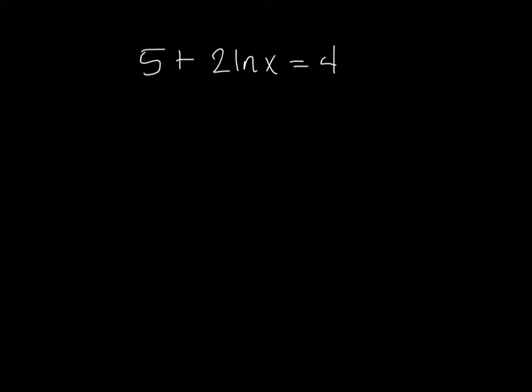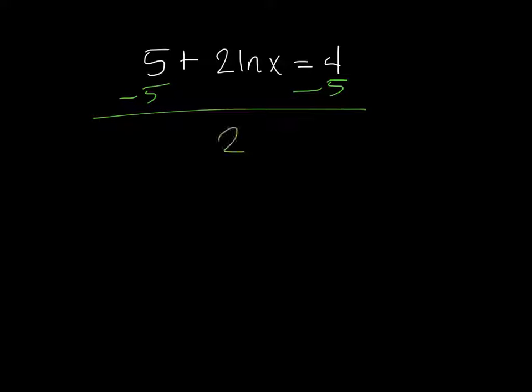Okay, another example. Now this one, I can't exponentiate until I have just this logarithm by itself. I can't have anything else going on. So I need to get rid of the 5, I need to get rid of the 2. Okay, so then we get rid of the 5. I'm going to subtract 5 from both sides. So now I have 2 natural log of x equals negative 1. I divide by 2. So now I have natural log of x equals negative 1/2.